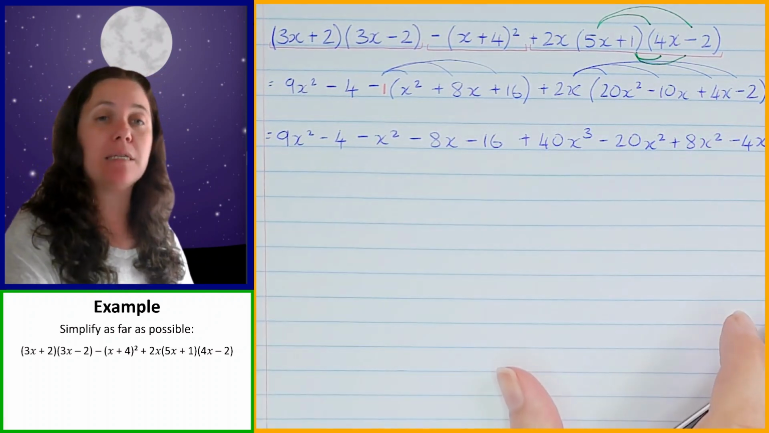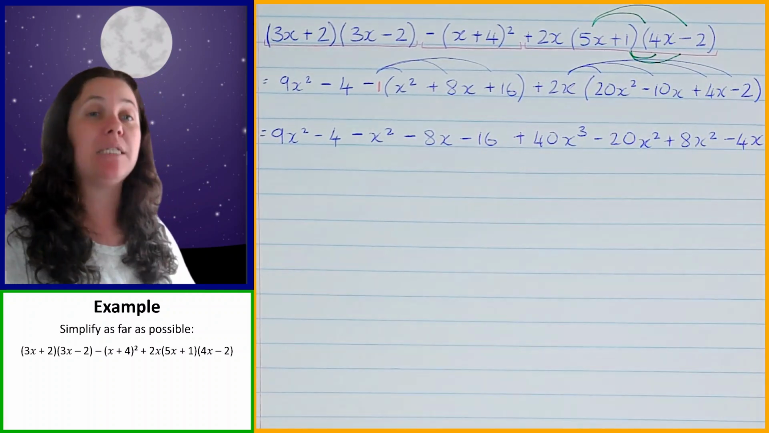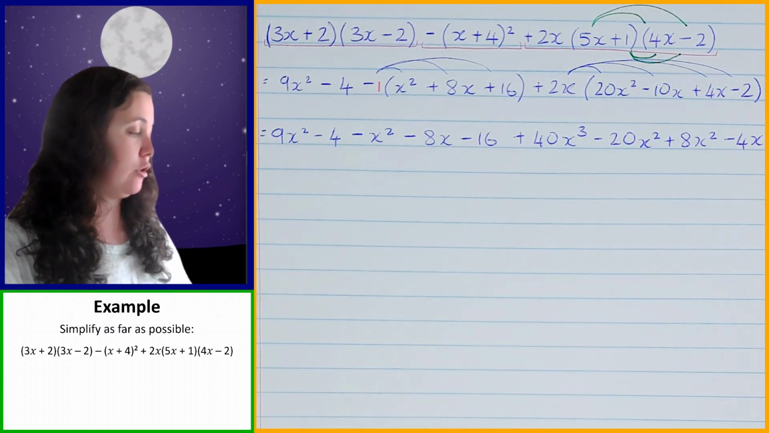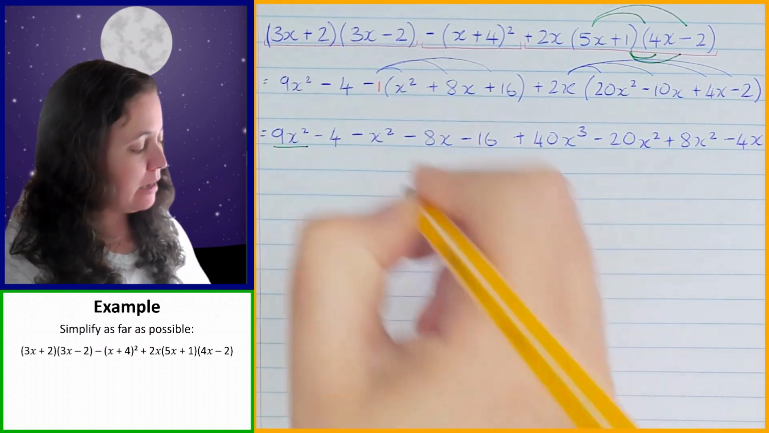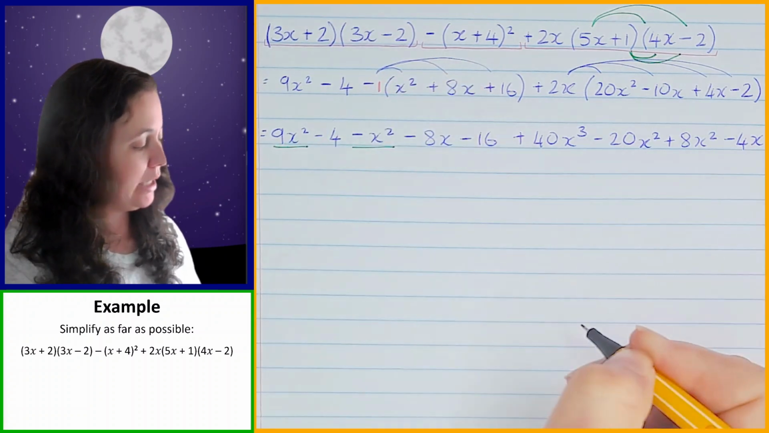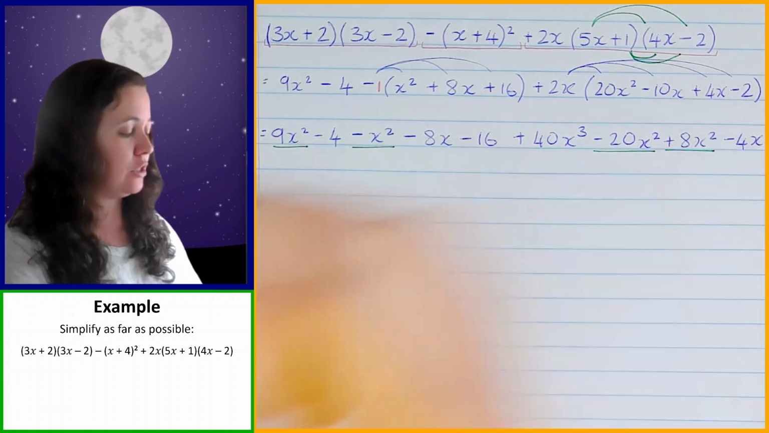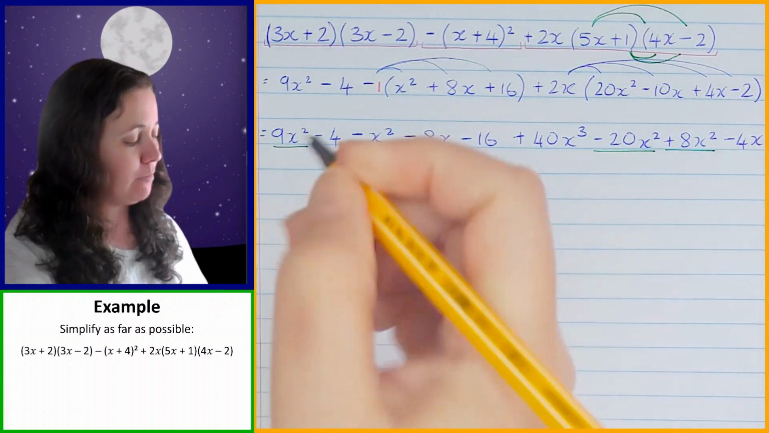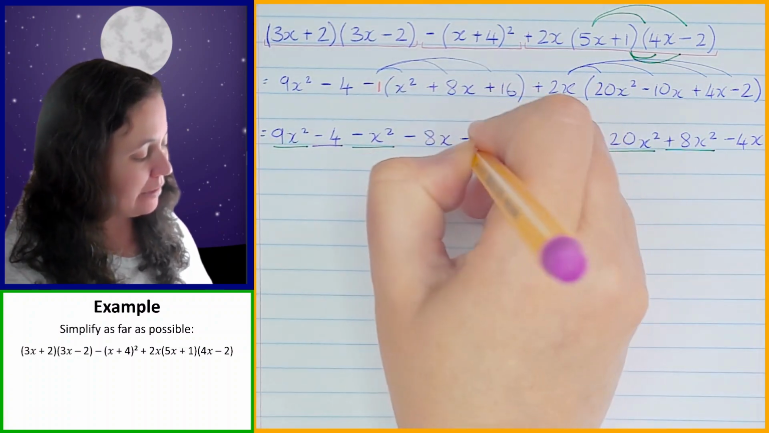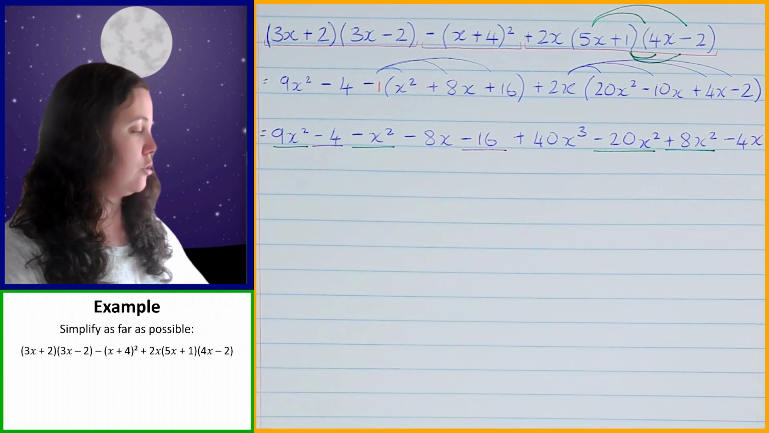Now I can go and simplify the like terms. I can combine all of those like terms. But first I need to identify what my like terms are. So over here, I've got 9x squared. I've also got minus x squared. Then I've got minus 20x squared over there and plus 8x squared. So there's quite a few x squareds in this. Then over here, I have got minus 4. I've got minus 16. And there are no other constants. So the constants are all like terms.